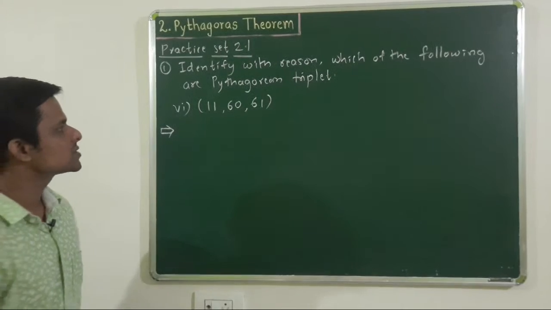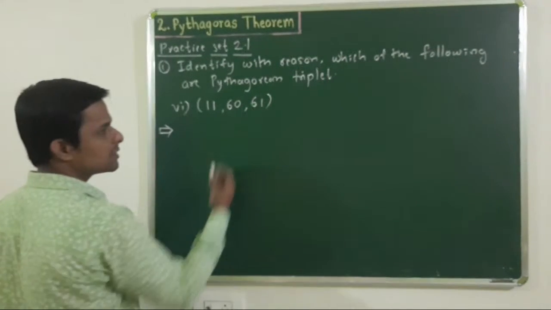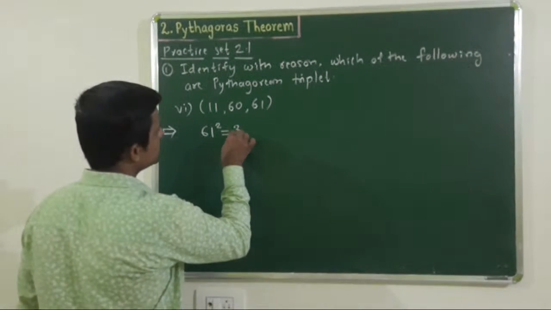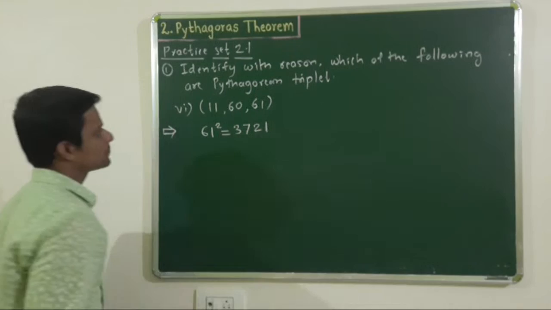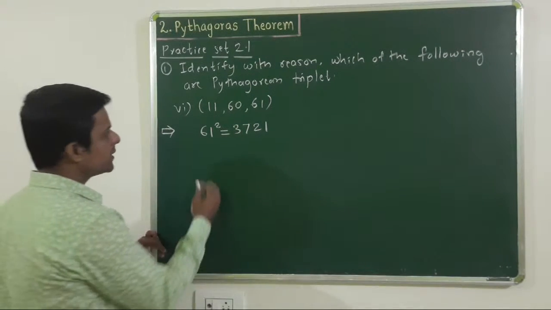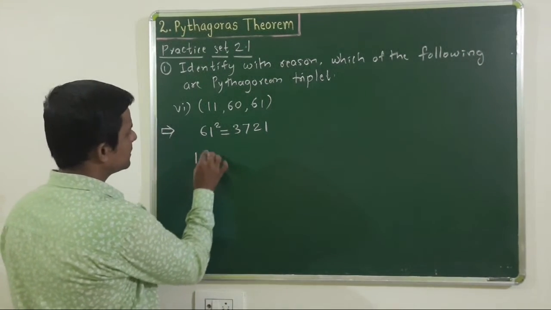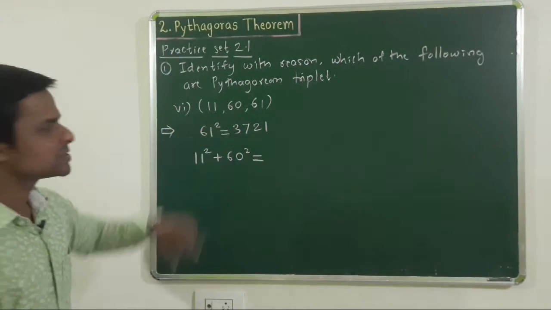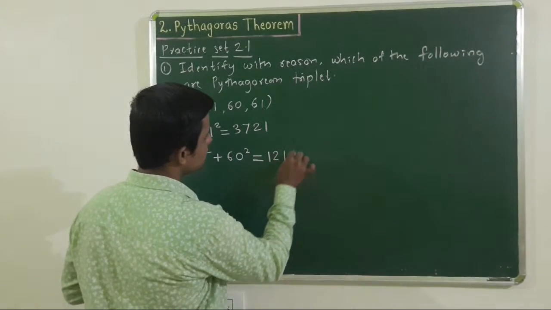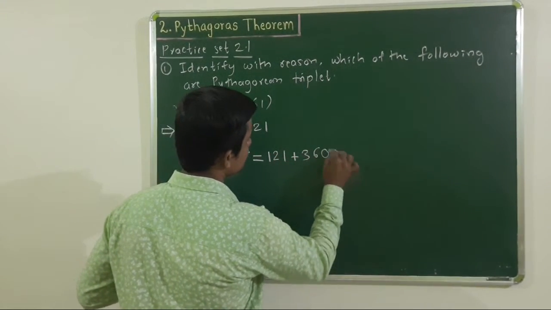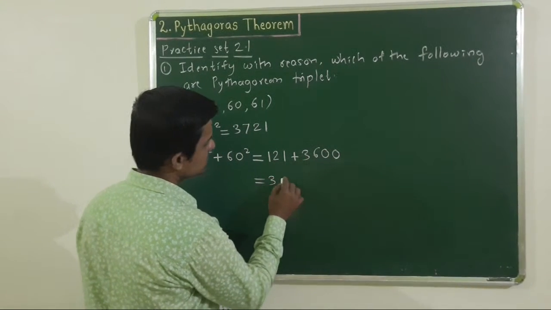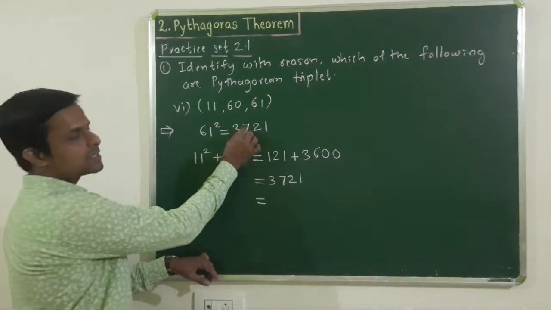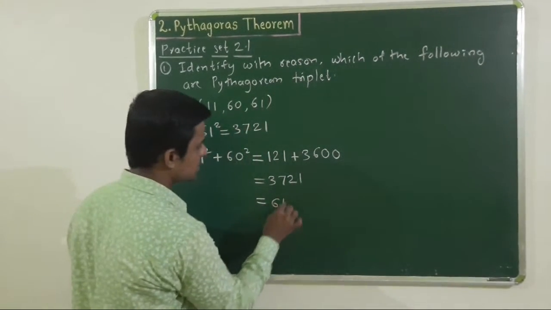Now, out of these 3 numbers, the bigger number is 61. Therefore, I'll take 61 square. That is equal to 3721. Now take the squares of the remaining 2 numbers, or take the sum directly, that is 11 square plus 60 square. 11 square is 121, 60 square is 3600. That is equal to 3721. And 3721 means 61 square.